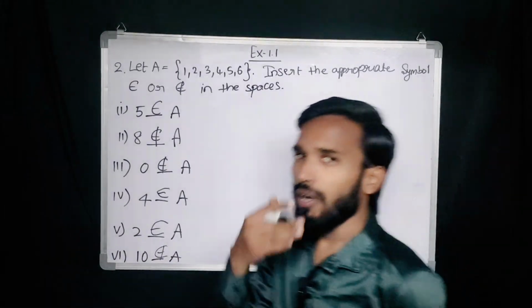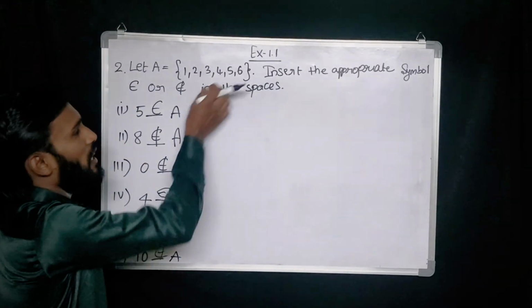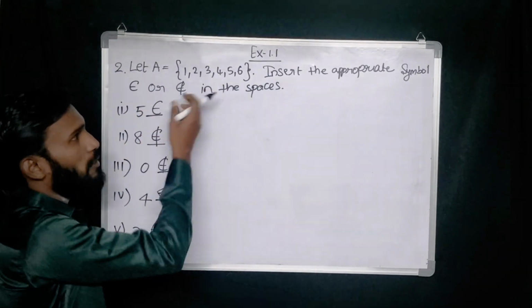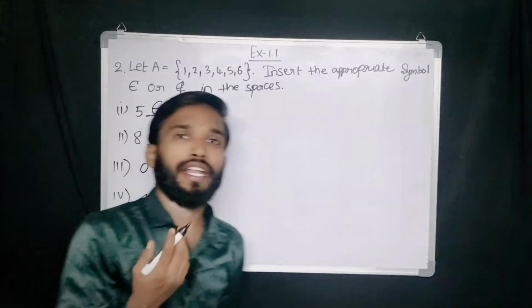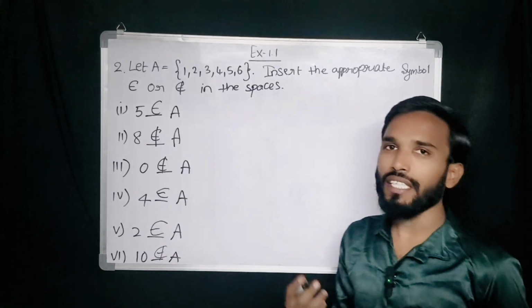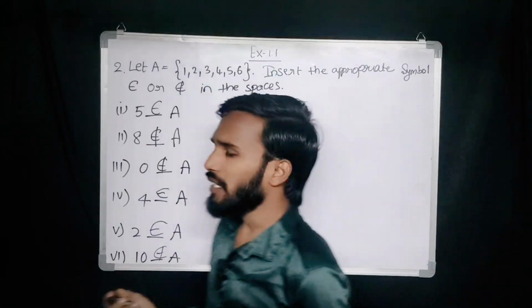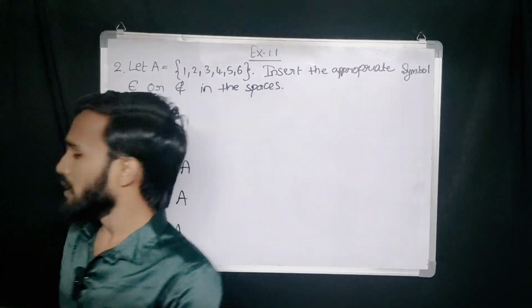So this is how we have to fill the blanks by looking at the sets. We have to check whether the given numbers are elements of the given set or not, recognize that, and fill the spaces with the appropriate symbols wherever they give sums like this. So next one is the third problem.